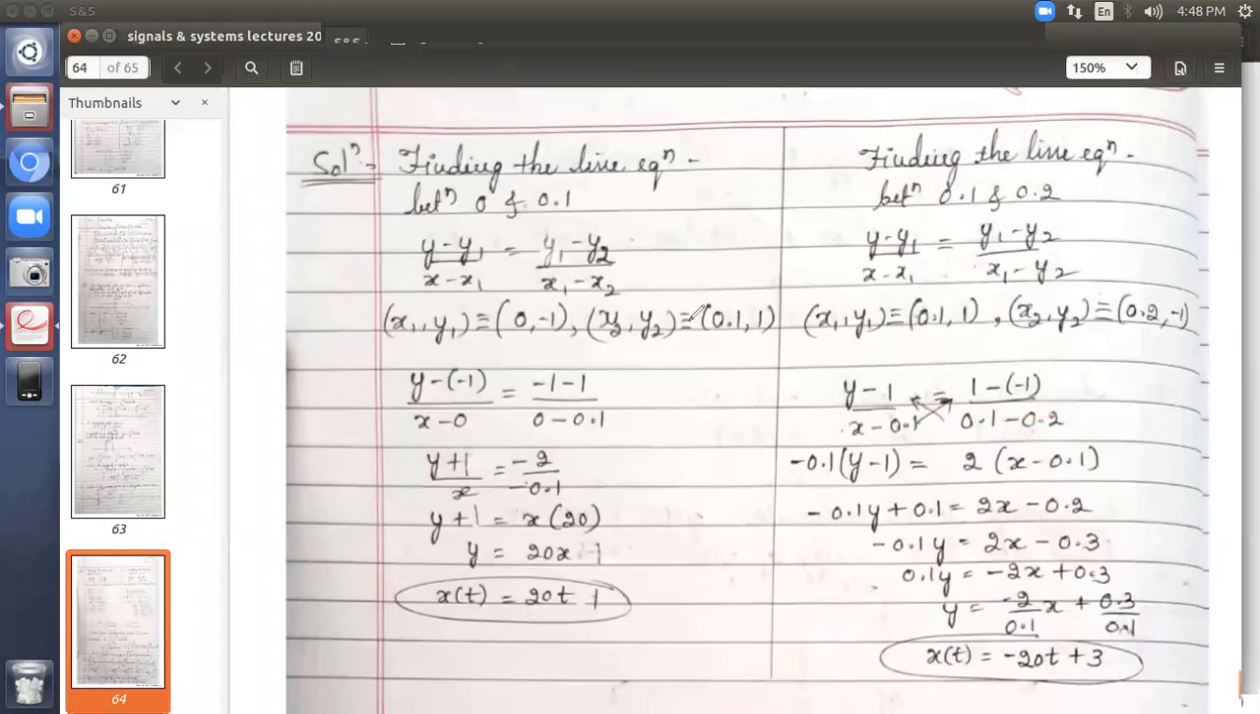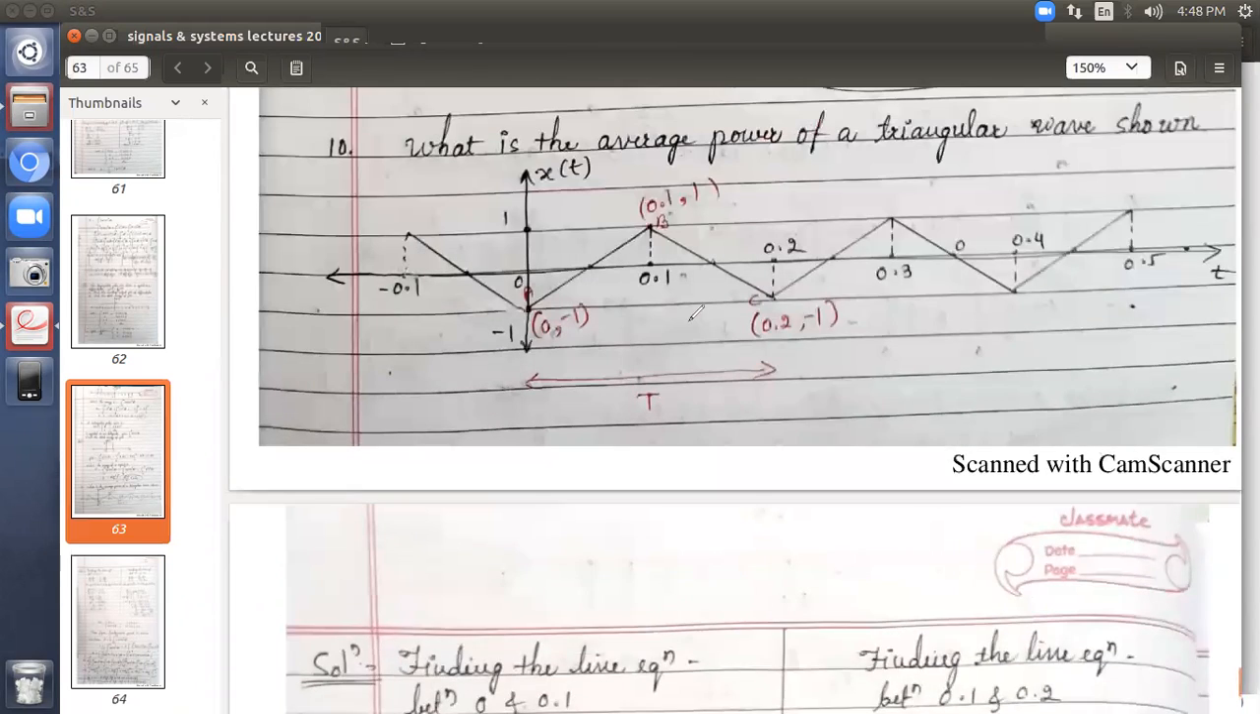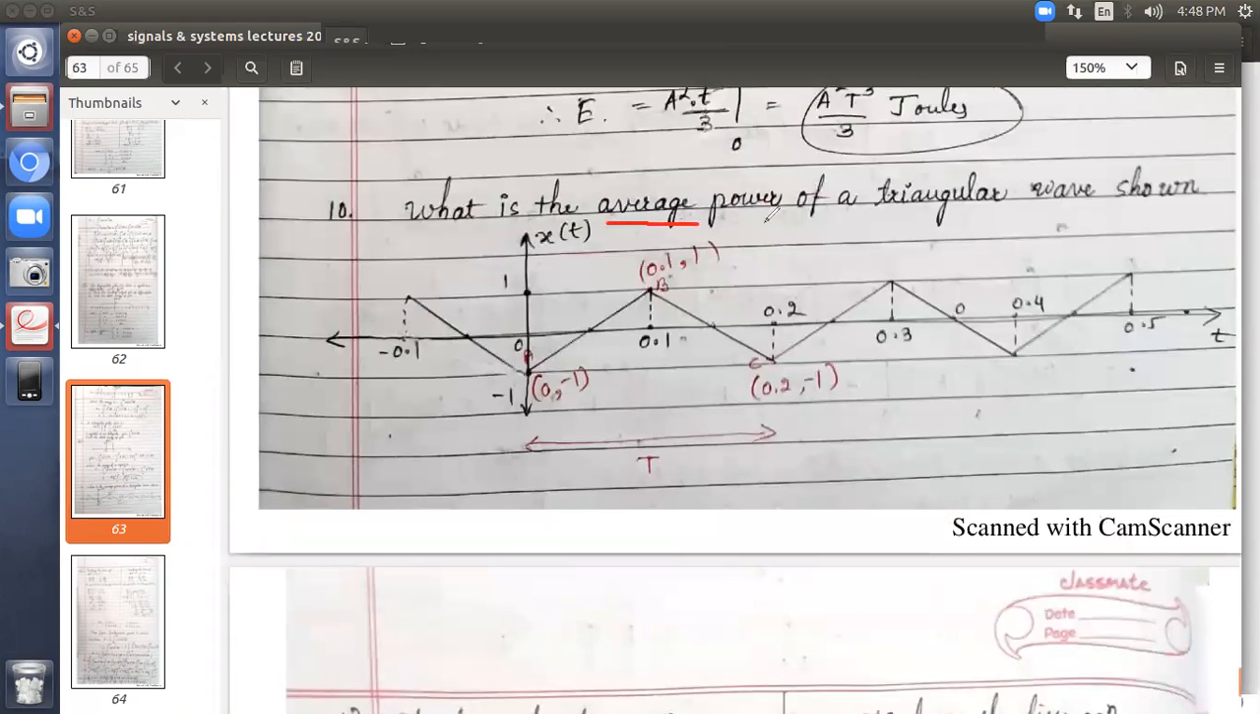Once I get the equations, it is easy for us to calculate the power, because the question is to find the power. But for the power calculation, we should know what is the fundamental period. That is, after what time the signal repeats. So let's try calculating. Let me start from 0. See, this is one straight line, one more straight line. After this, the line is repeating. So this is your time period.